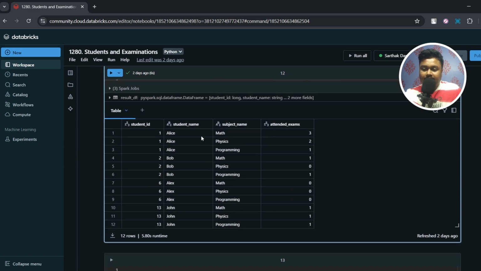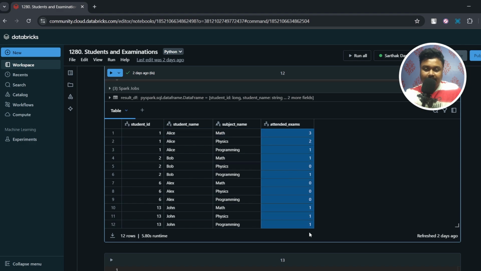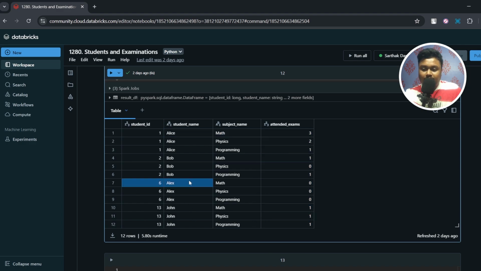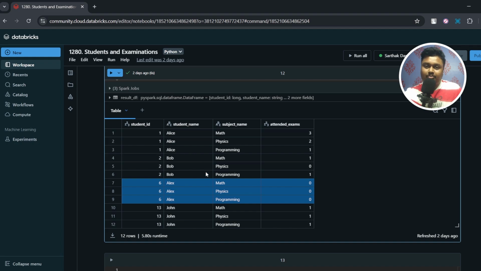So here you see we have our final data, that is student ID, student name, the subject names, and how many times each student has given exams for each subject is written here. So the only catch of this question is this 0. Basically, people get confused where the person has not given an exam. Basically, that particular record of a person is missing from one of the tables that we are going to join. But in the result, we expect that record to be present.